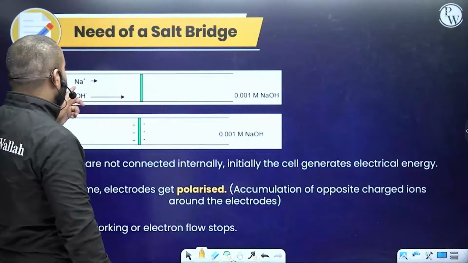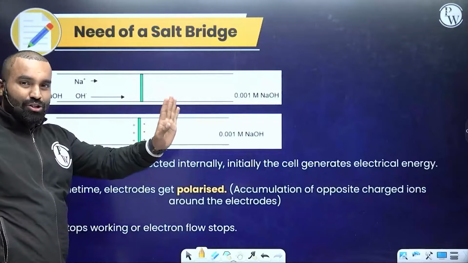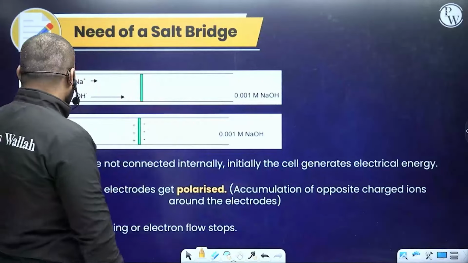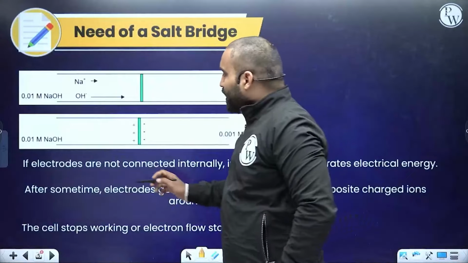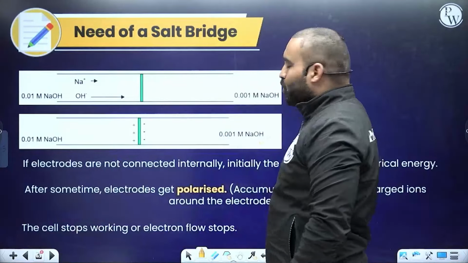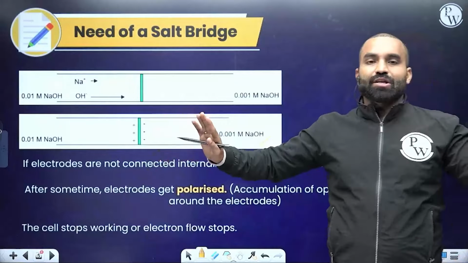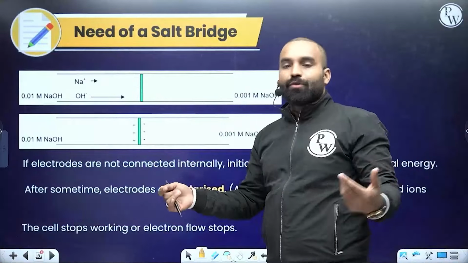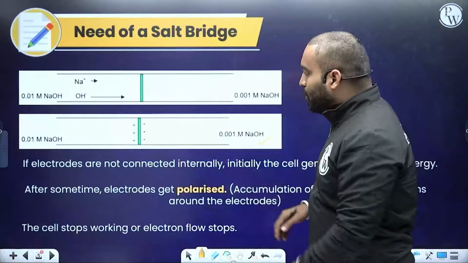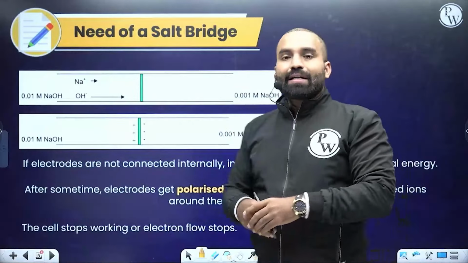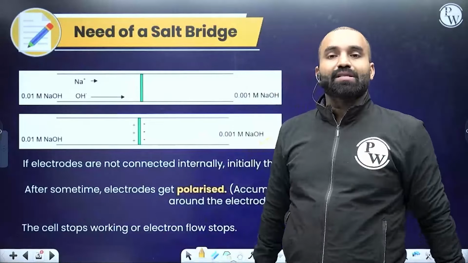On the left hand side, I have NaOH of some random concentration, say 0.01 molar NaOH, taken on one side. Now on the other side, I am taking 0.001 molar NaOH. Now I can see that the concentrations on both sides are not the same. There will be a flow of water from here to there. Correct, everybody? Now, we know that NaOH is a strong electrolyte. It will split into Na+ and OH-.